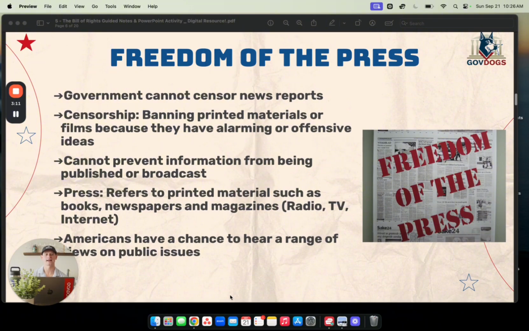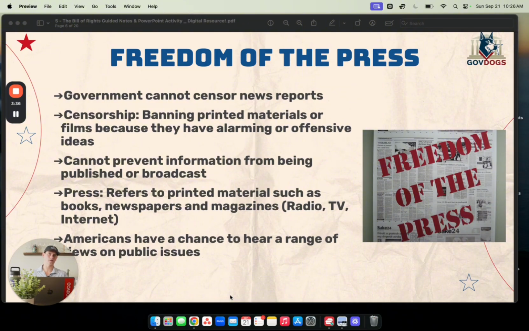Freedom of the press. The government can't censor news reports. So if you want to talk poorly about the government, you absolutely can. Censorship is banning printed materials or films because they have harming or alarming or offensive ideas. Can't prevent information from being public or published. Press refers to printed materials such as books, newspapers, and magazines. And Americans have a chance to hear a range of news and views on public issues.